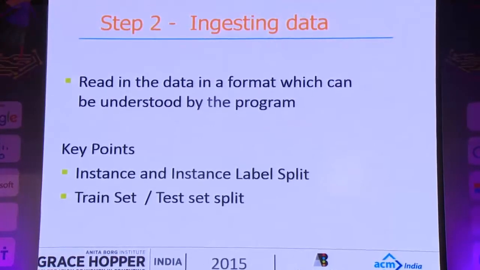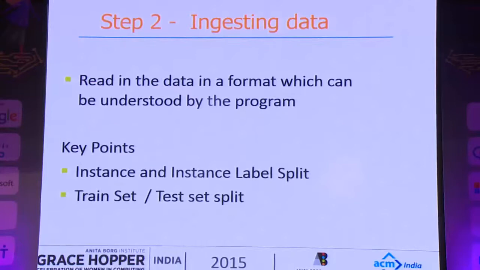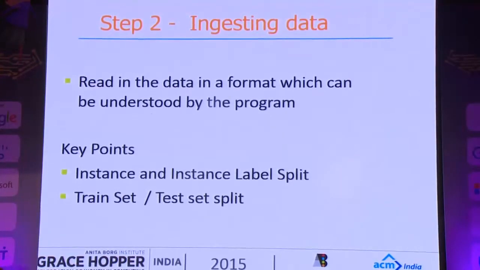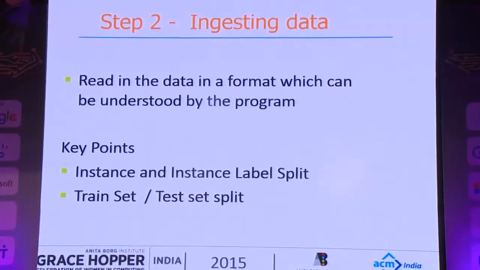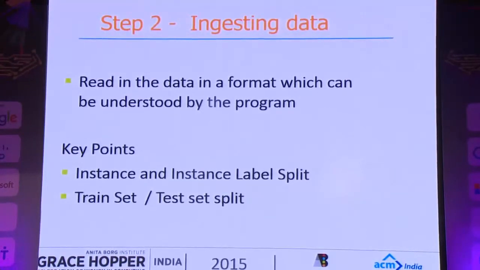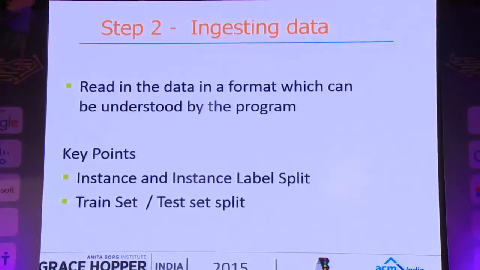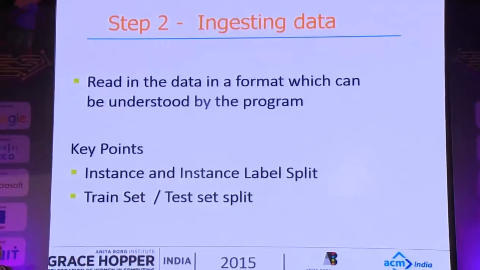So the first thing is you split your data so that you know which is your description and which is the associated class. That is the instance and instance label split. And then you do a train and test set split. This is required because once you build your model, you also want to validate it.